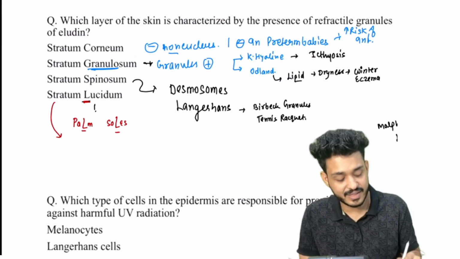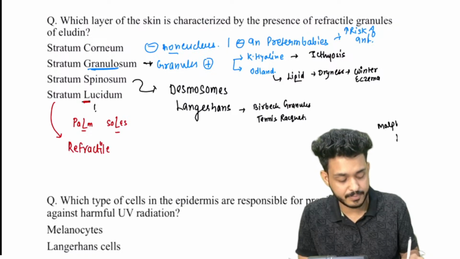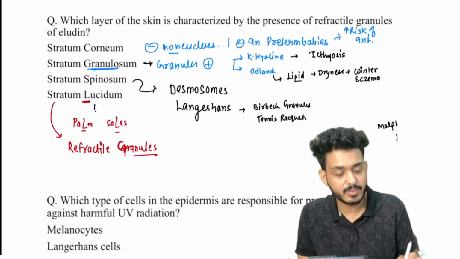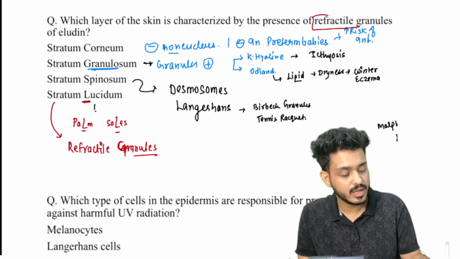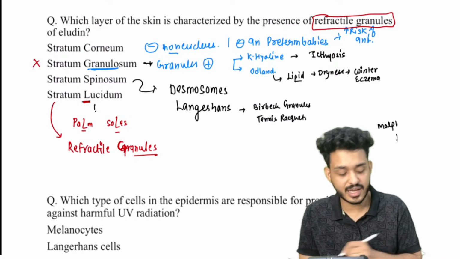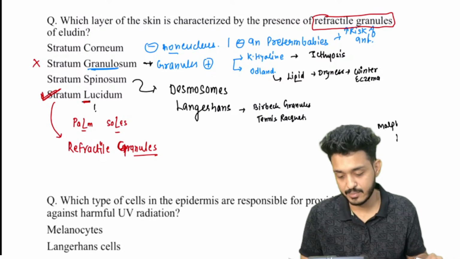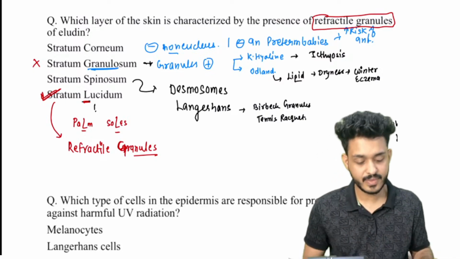And this one is having the refractile granules. Refractile granules are a feature of this particular thing. An examiner already knows, if they ask you about refractile granule, you must be thinking granulosum must be having some granule. So here the answer cannot be granulosum. The answer will be lucidium. Done guys, sorted, done.